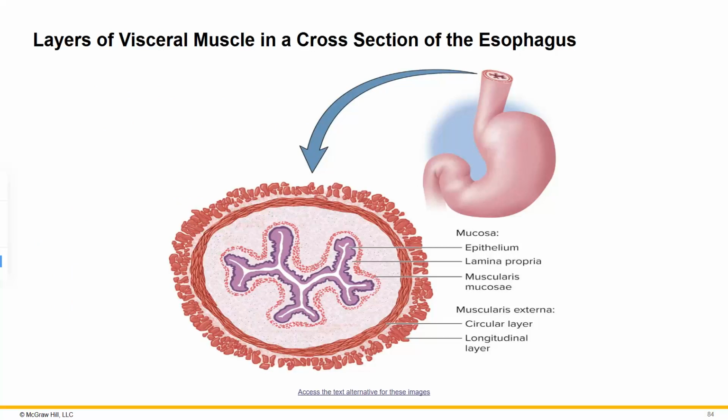This is a diagram showing the cross-section of the lower part of the esophagus. And you can see the muscle layers diagrammed here. So here's the smooth muscle layer.